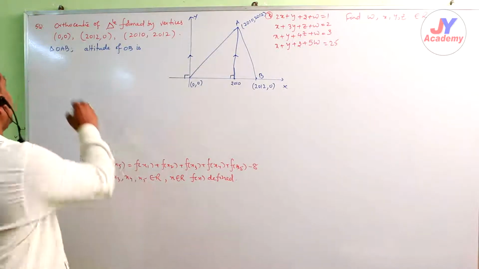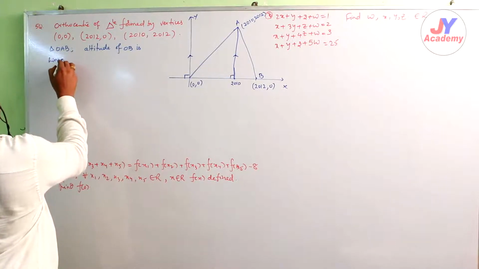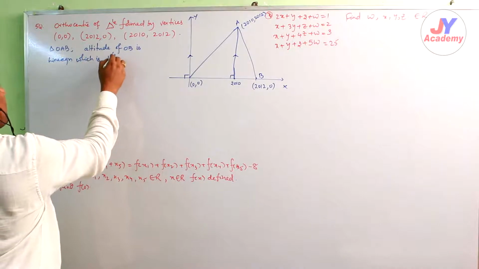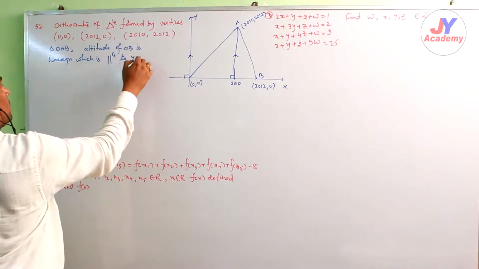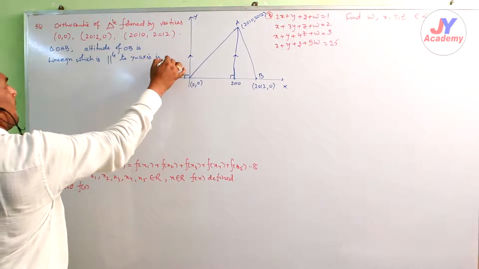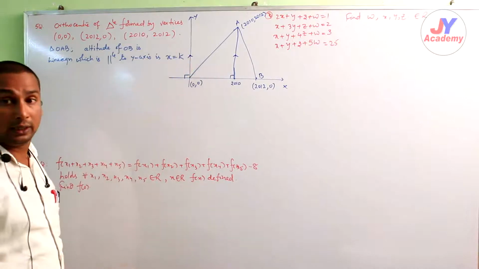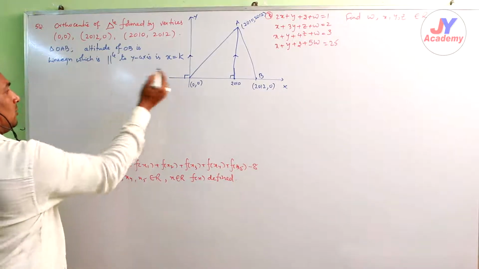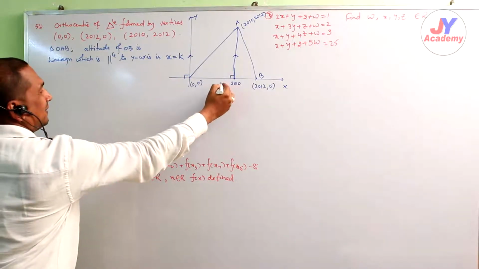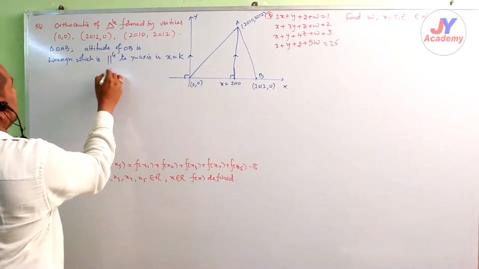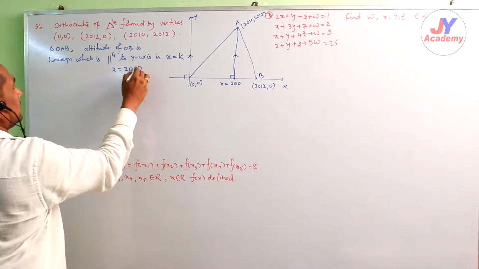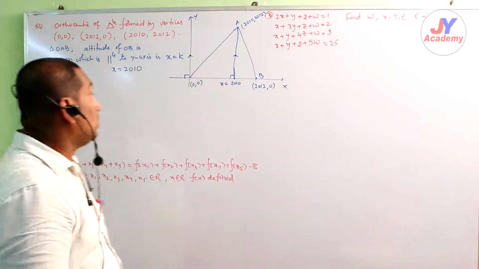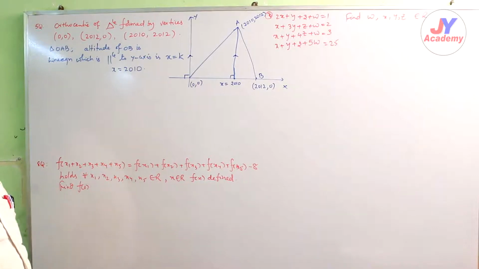Line equation which is parallel to the y axis is, very good, x equal to k. So what is the k value here? 2010. So x is equal to 2010. Right. Now one more altitude we have to find.